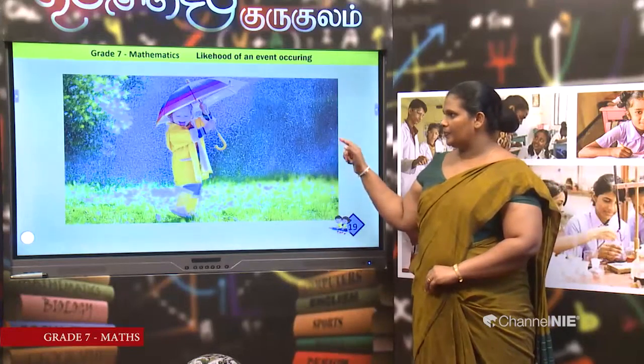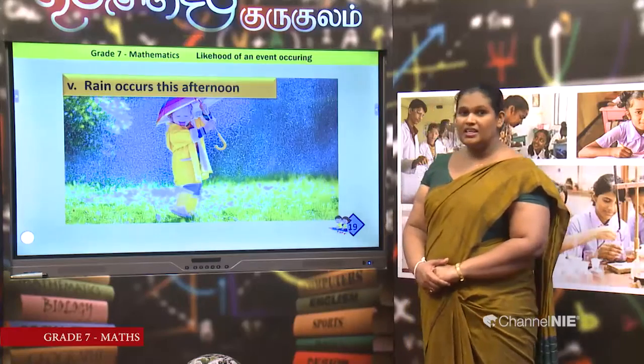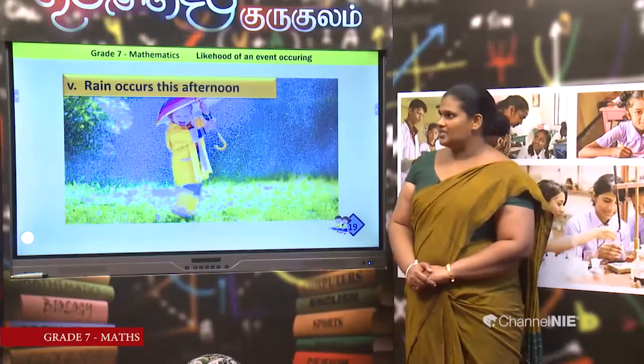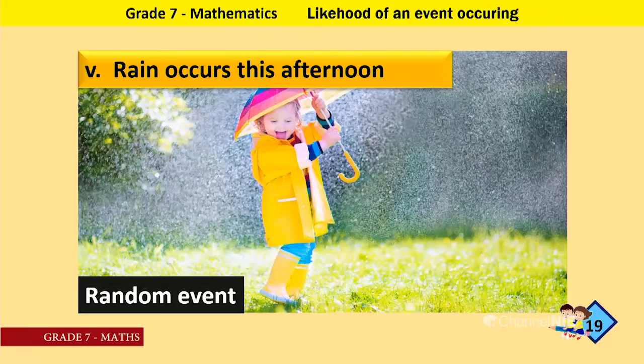Next one. Here in the picture, we can see there's a girl standing in the rain with an umbrella. Isn't that so? So, we are talking about the event of rain occurring this afternoon. So, can you say the result exactly? No, isn't that so? You can't say whether it's going to rain this afternoon or not. Therefore, it's again a random event.